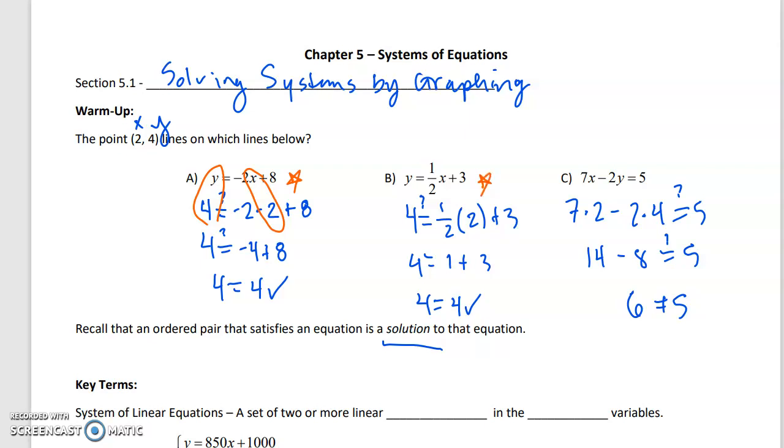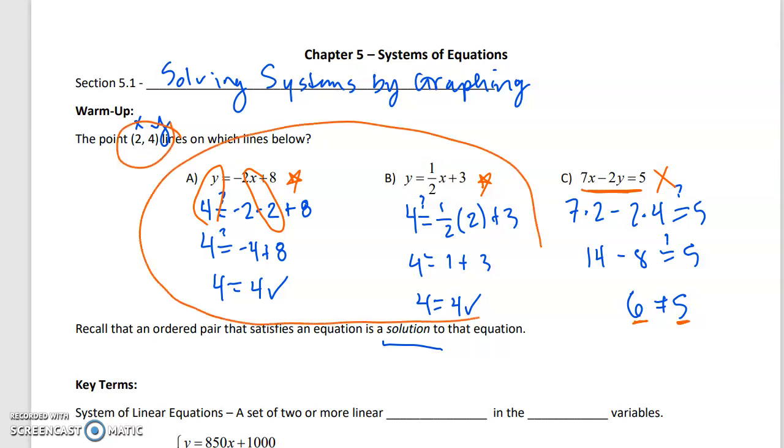But if we look at equation C, it does not work. 6 on the left-hand side does not equal 5 on the right-hand side. So the point (2, 4) is not on this line. If we were to graph this line in the coordinate plane, the point (2, 4) would not be on that line. I want to make a point of the fact that this point lies on both equations A and B. So it is a solution to both equations at the same time. And that's going to be the big idea of what we're trying to get at today.